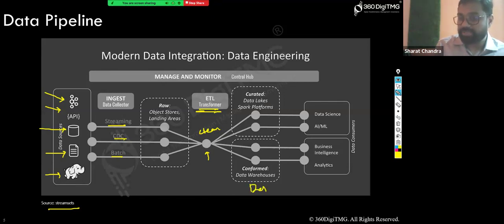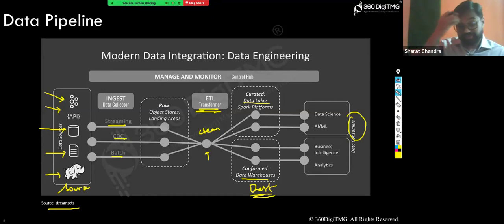These are your destinations. This is your source, this is your destination. Depending on the nature of the consumers, you can broadly classify your destination into either data warehousing systems or data lake systems. So broadly, two types of destinations will be there. Data scientists and ML engineers consume the data from data lakes preferably, and the reporting and all that can happen from the data warehouses.